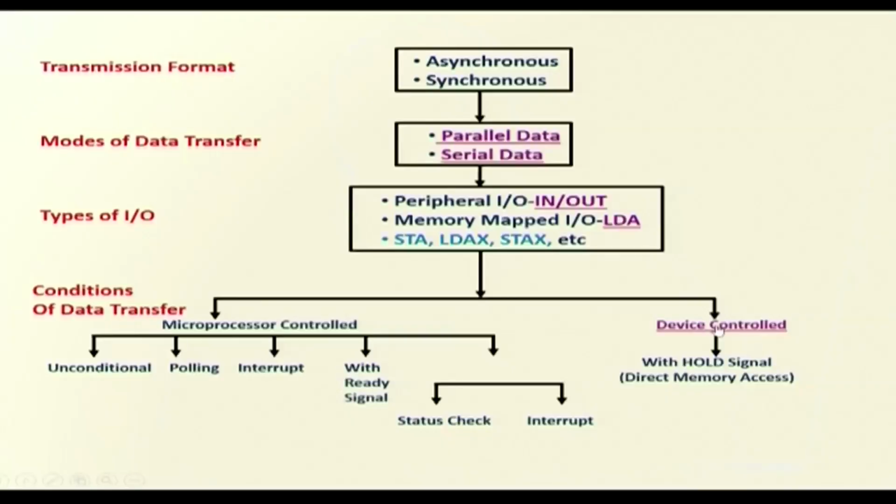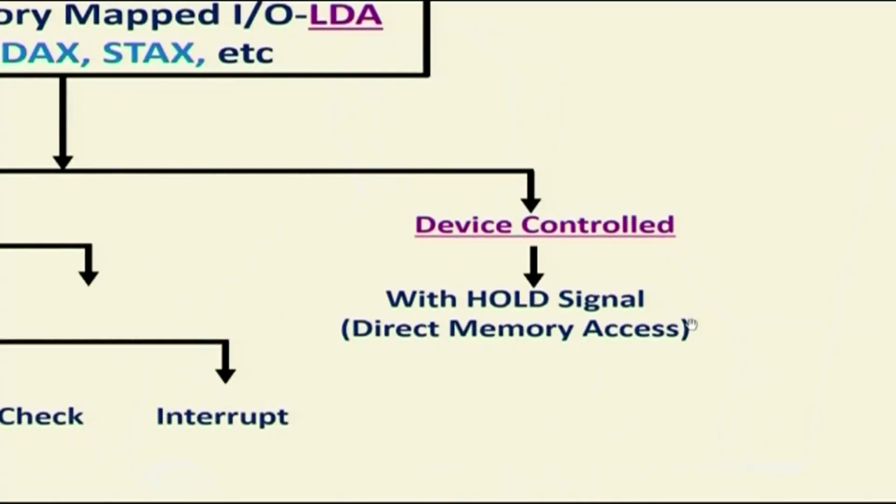The last in the data transfer is device controlled IO. Device controlled IO transfer means how the data is transferred between the peripheral and the processor is now monitored by an external device. We use the external device for data transfer when the peripheral wants to transfer a bulk of data, or high speed data, to the memory. That time it will use the external device, the DMA controller. DMA means direct memory access.